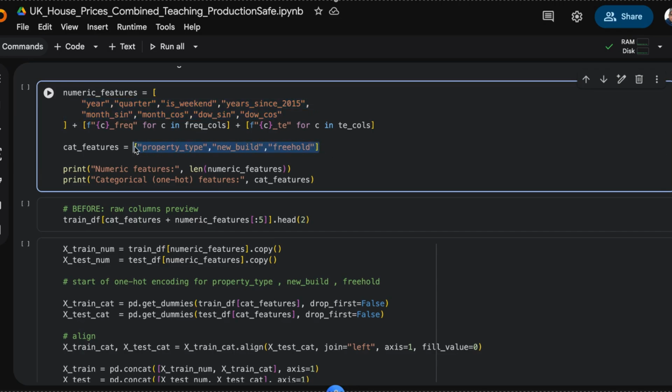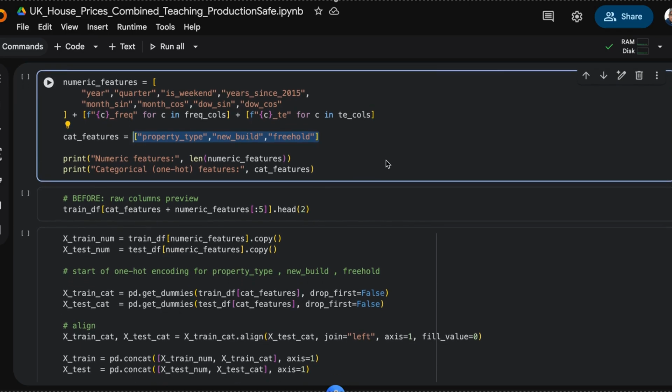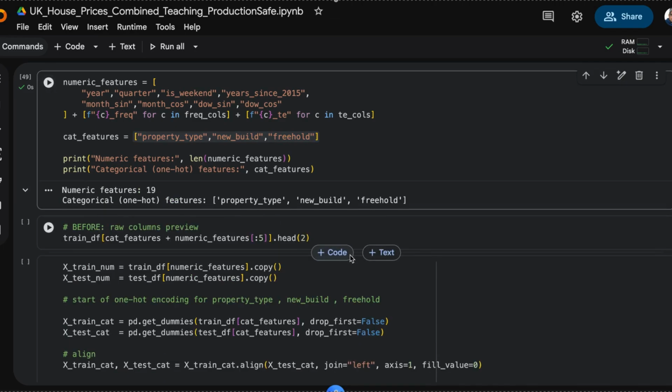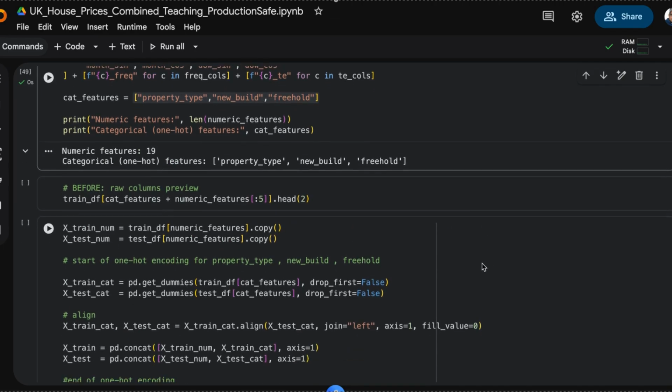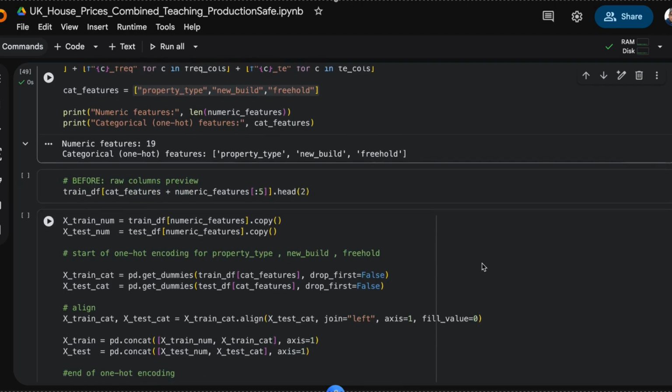Next, we identify low cardinality categorical variables: property type, new build, and freehold. These variables have few unique values. Therefore, we can safely apply one-hot encoding without exploding dimensionality. Before assembling the final table, we inspect a small preview of the selected columns. This ensures we are combining the correct features. Everything looks numerically structured and consistent.